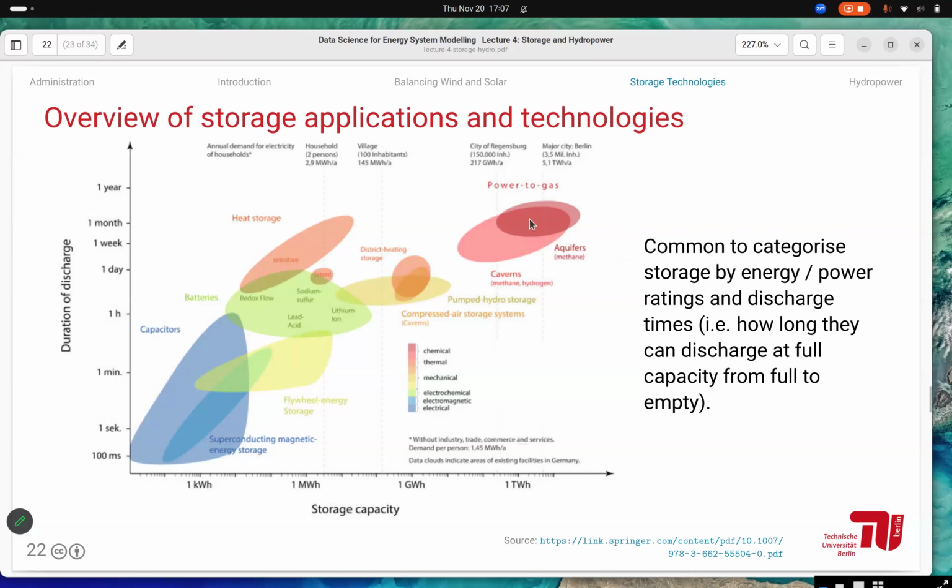Then you have underground chemical storage at the very top right end, with really long duration of discharge and high storage capacities. And then you have things like superconducting materials and capacitors for really short-term periods, below what we're going to look at in this course. In this course, we're mostly going to look at hourly resolutions, and there the fastest-paced technologies are batteries.